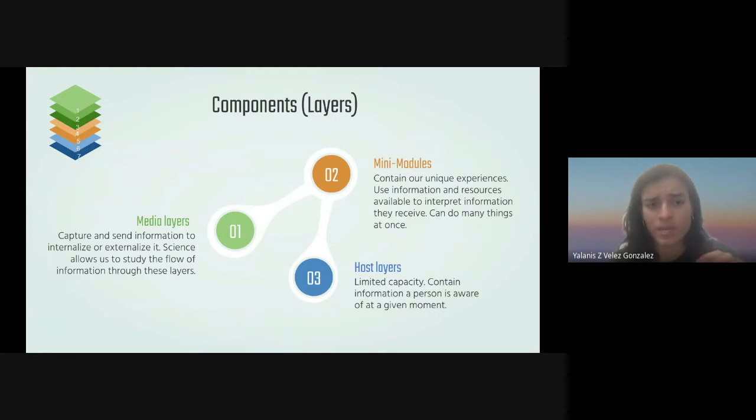And so even though the mini modules are internal, they are inside of our minds, they are part of our minds, we are still not aware of that information. So even though our body's doing all of those things, we don't know that our heart is beating unless we pay attention to it. We don't know that we're breathing unless we pay attention to it.